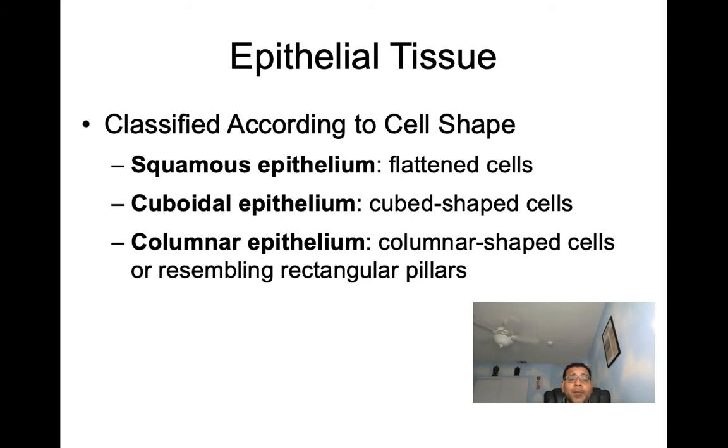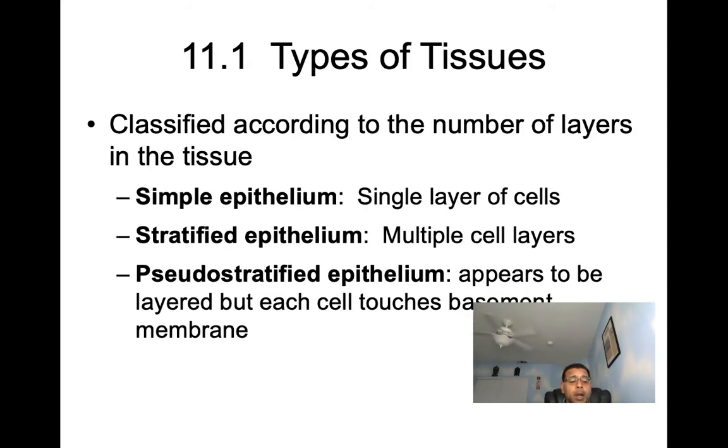Now, we said classification is going to be also based on the number of layers in the tissue. So simple epithelium has a single layer of cells, whereas stratified epithelium has layers of cells that are piled on top of one another, 2 or more layers. Next, let's talk simple squamous epithelium in more detail.